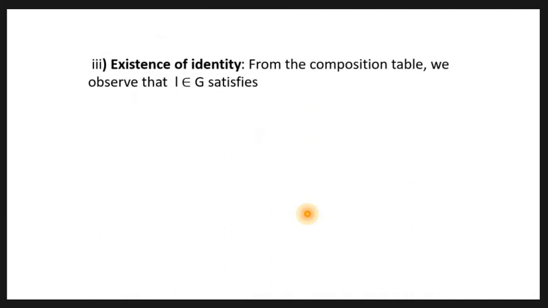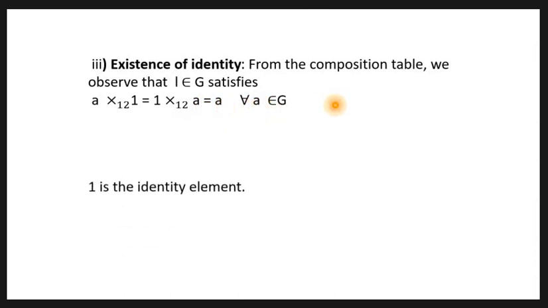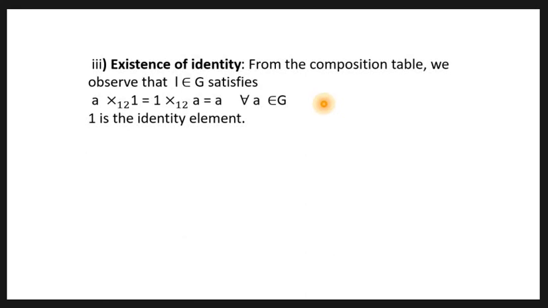Existence of identity. From the composition table we observe that 1 belongs to G and satisfies the identity property, that is A mult mod 12 of 1 is equal to 1 mult mod 12 of A is equal to A for all A belongs to G. Therefore 1 is the identity element. Let us check this with the table.